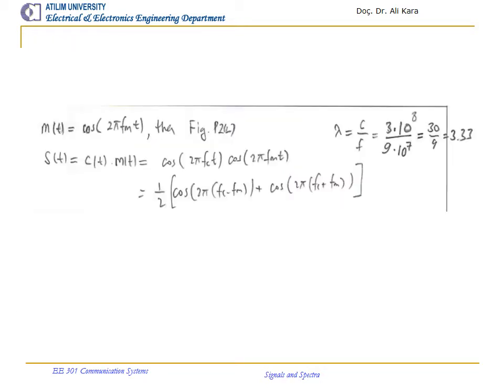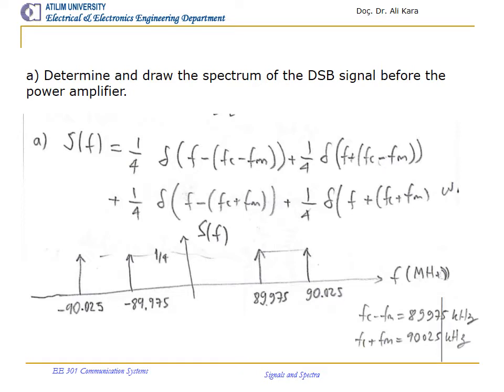Before going any further, let us write what we are given and calculate some common parameters, which we will likely use in the solution. Wavelength is surely used in link budget calculations. It is good to write down the transmitted signal ST explicitly. DSP signal before the power amplifier is the signal ST.